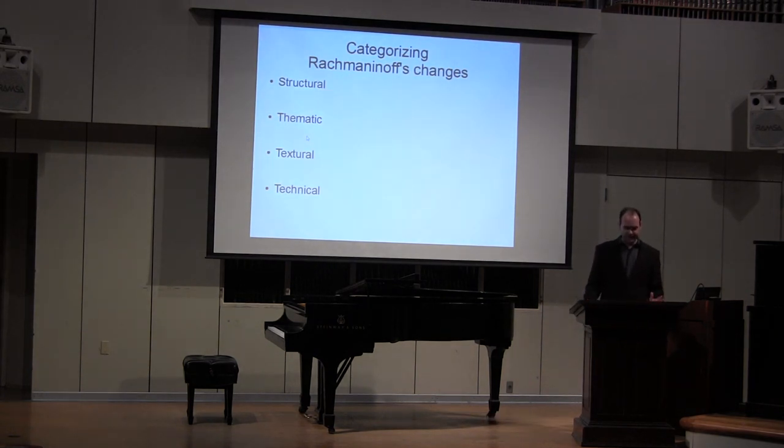Rachmaninoff's changes can be categorized by which aspect of the sonata a given revision most affects. Comparing the 2 versions of Rachmaninoff's Second Sonata, 4 primary areas of revision appear to cover nearly every change made by the composer. Throughout this lecture, I will be examining how Rachmaninoff's changes affect the structure, thematic continuity, texture, and technical demands of this sonata by performing similar passages from each version of the sonata.